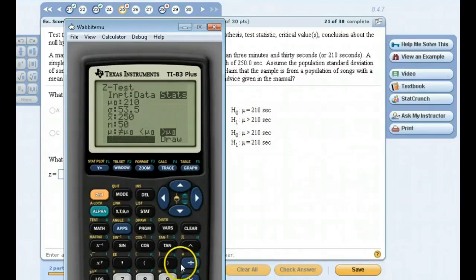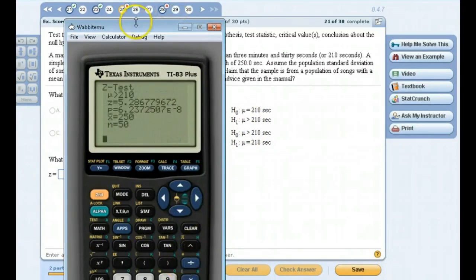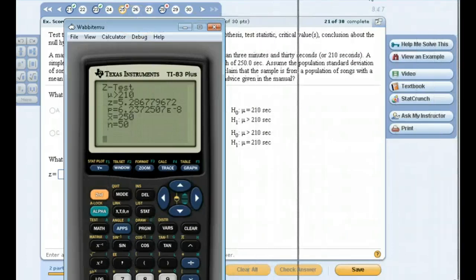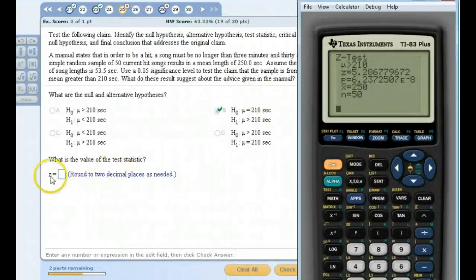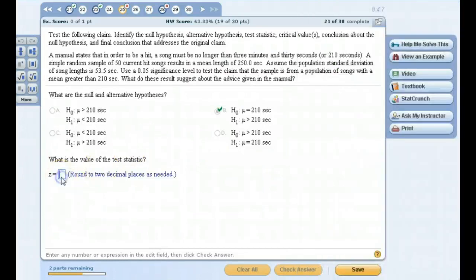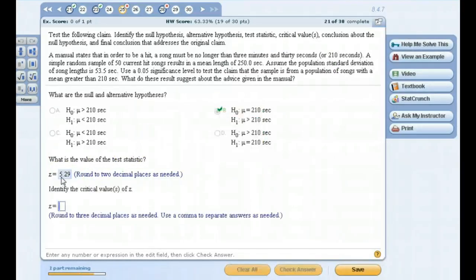Okay, so there's all the data that goes in. We hit calculate. There's our test statistic, that very first number that shows up. 0.529 to 2 decimal places. Alright, then the critical value.